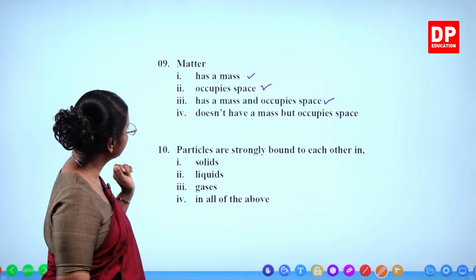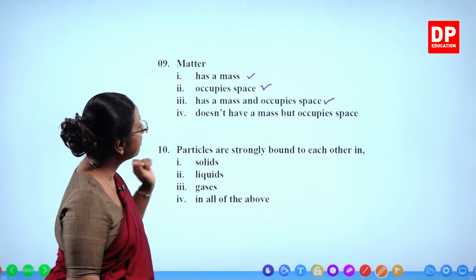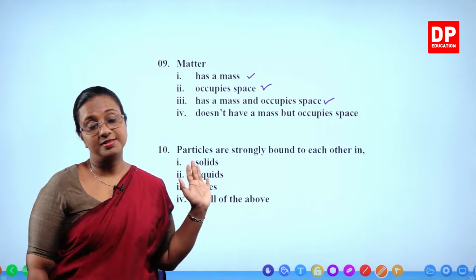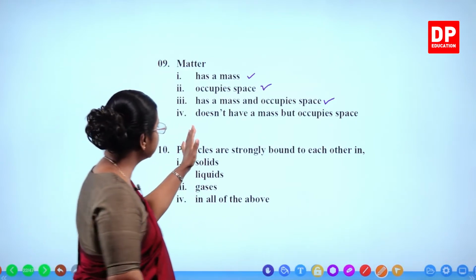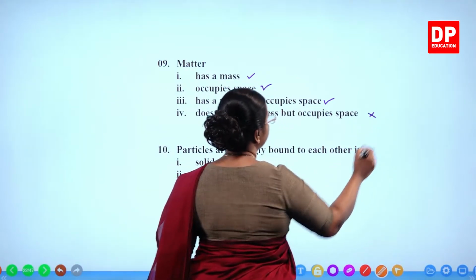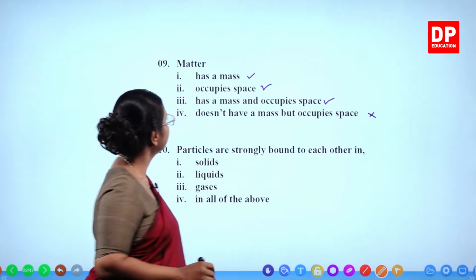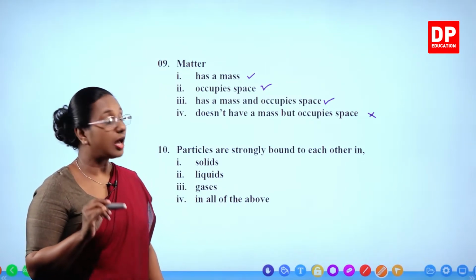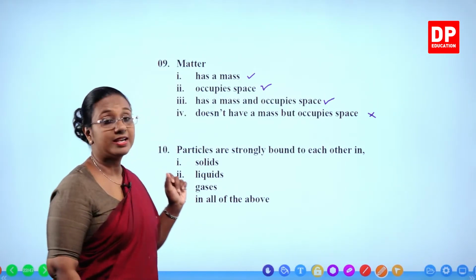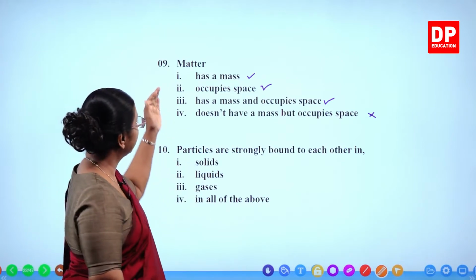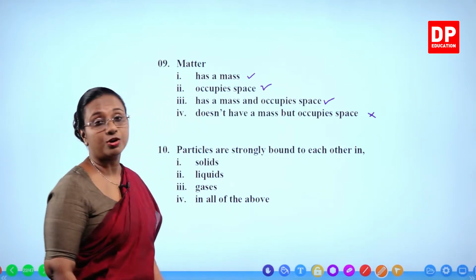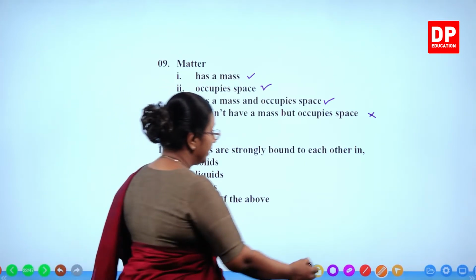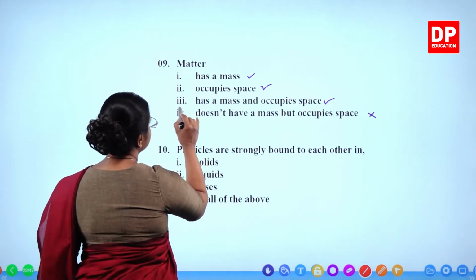We look at the fourth one. Doesn't have a mass but occupies space. That is of course wrong. It does have a mass. So this is incorrect. Now, the first three are all correct, but out of those, the third one is more suitable. Why? Because it has a mass and it occupies space. So we need to select the third answer.